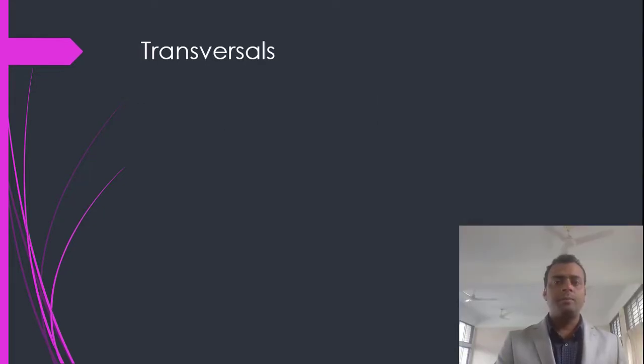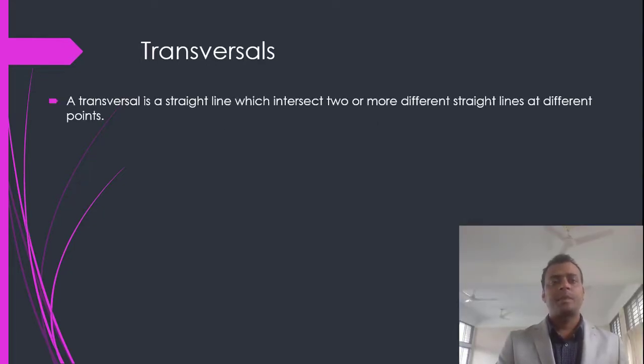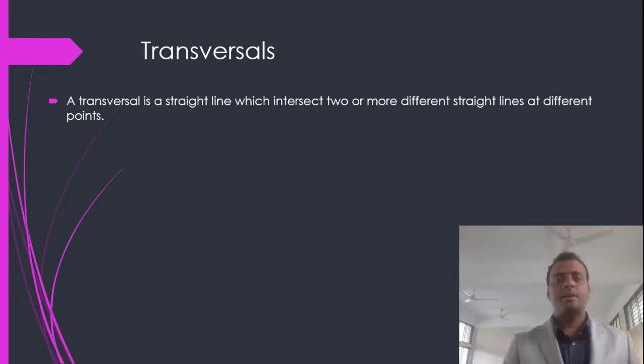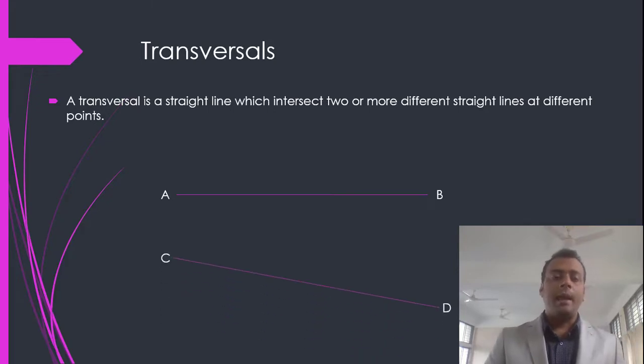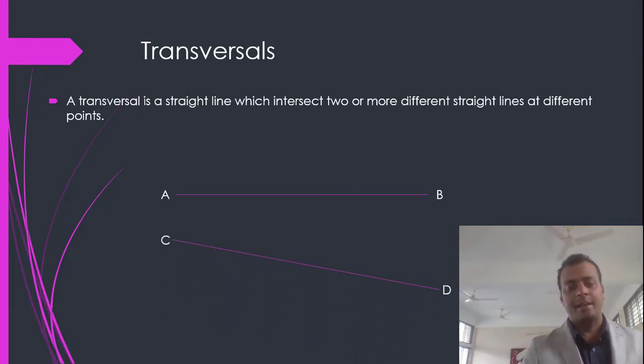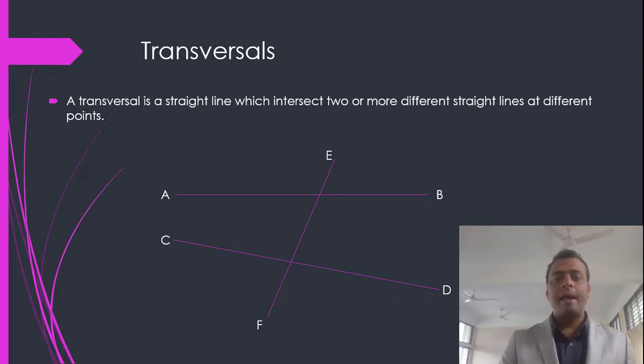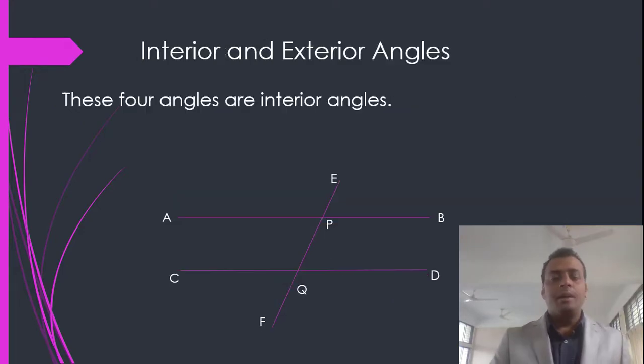First, we have to learn about transversals. A transversal is a straight line which intersects two or more different straight lines at different points. AB is a straight line and CD is another straight line. Now EF is a transversal because EF has intersected AB and CD at the points P and Q.